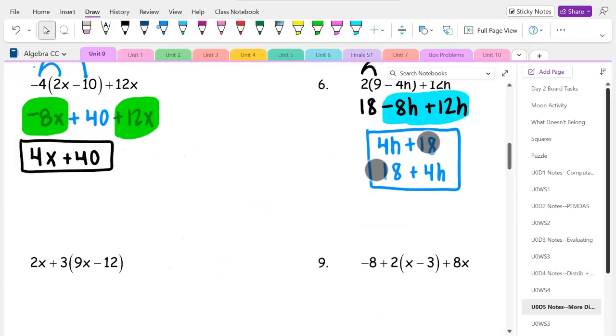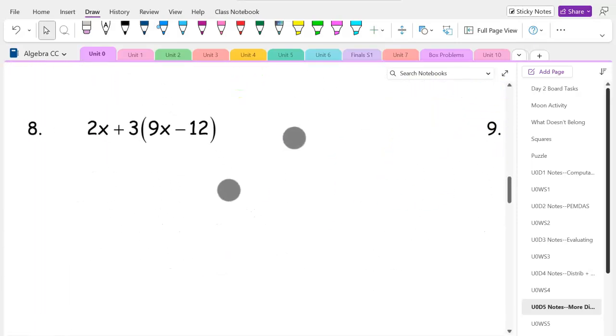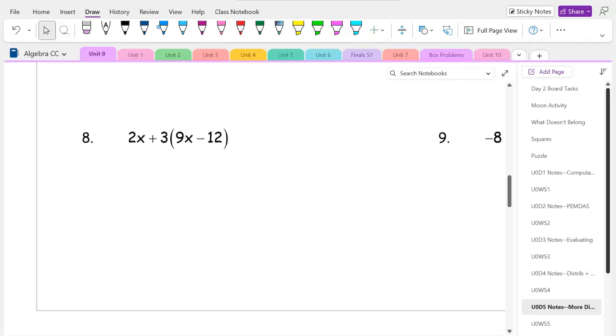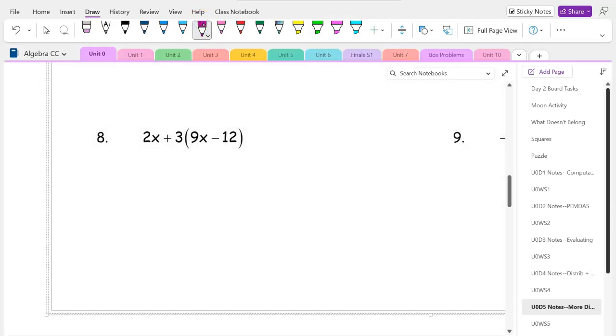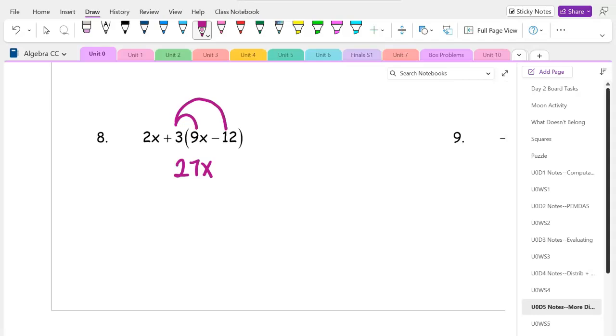All right, next. Well, looks like we have a little numbering error here. We're jumping from number 6 to number 8. Apologies for that. This time, you still have parentheses, but notice they're in a slightly different place. You are still always going to start with the number right outside the parentheses. So in this case, it is the 3. 3 times 9x is 27x. And not 3 times 12, but 3 times negative 12 is negative 36.